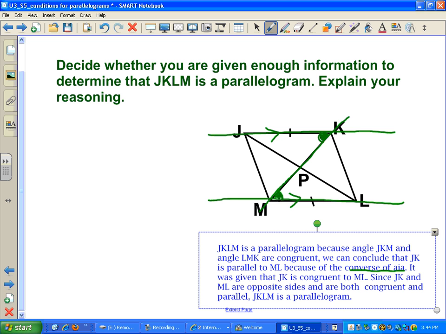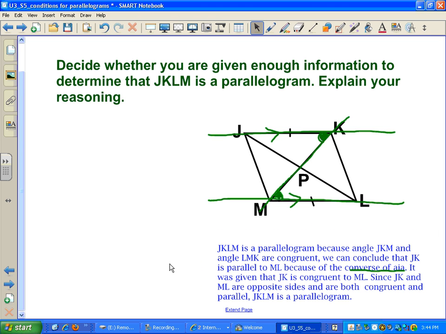And since it was given that JK is congruent to ML, I know that it's a parallelogram because I showed that one pair of opposite sides is both parallel and congruent. So there you go. There's an example of how you can prove that a quadrilateral is a parallelogram. You're going to get lots of practice at that this session, so good luck.